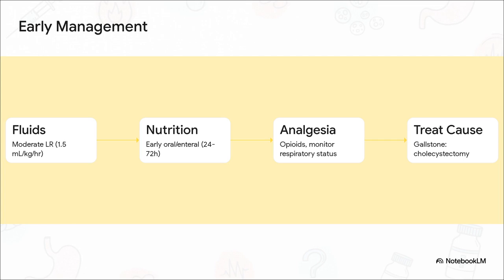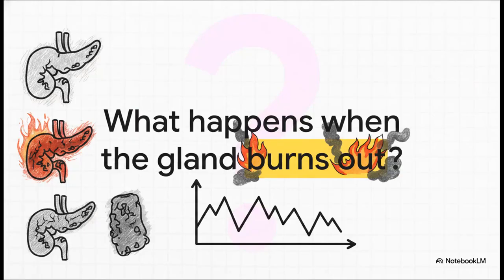Oh, and one more vital rule for the wards. We absolutely never give prophylactic antibiotics without confirmed infected necrosis. Sterile inflammation does not need antibiotics. So, our patient is going to do great. Her gallbladder will come out and her pancreas is going to fully recover.